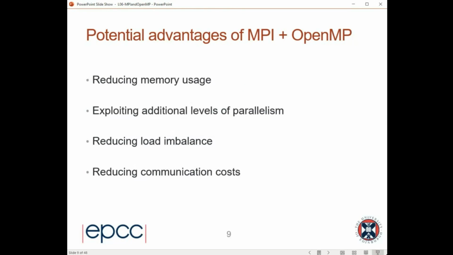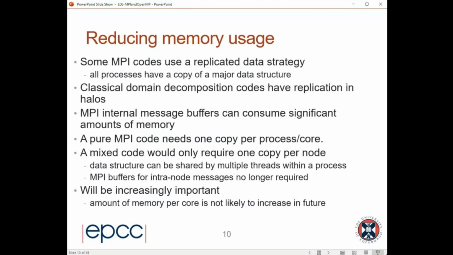So what are the potential advantages of MPI plus OpenMP? Well, there's reduced memory usage, which we'll talk about, exploiting additional levels of parallelism, which we'll talk about, reducing load imbalance, and reducing communication costs. I'll touch on those slightly here. So reducing memory usage is an interesting one.